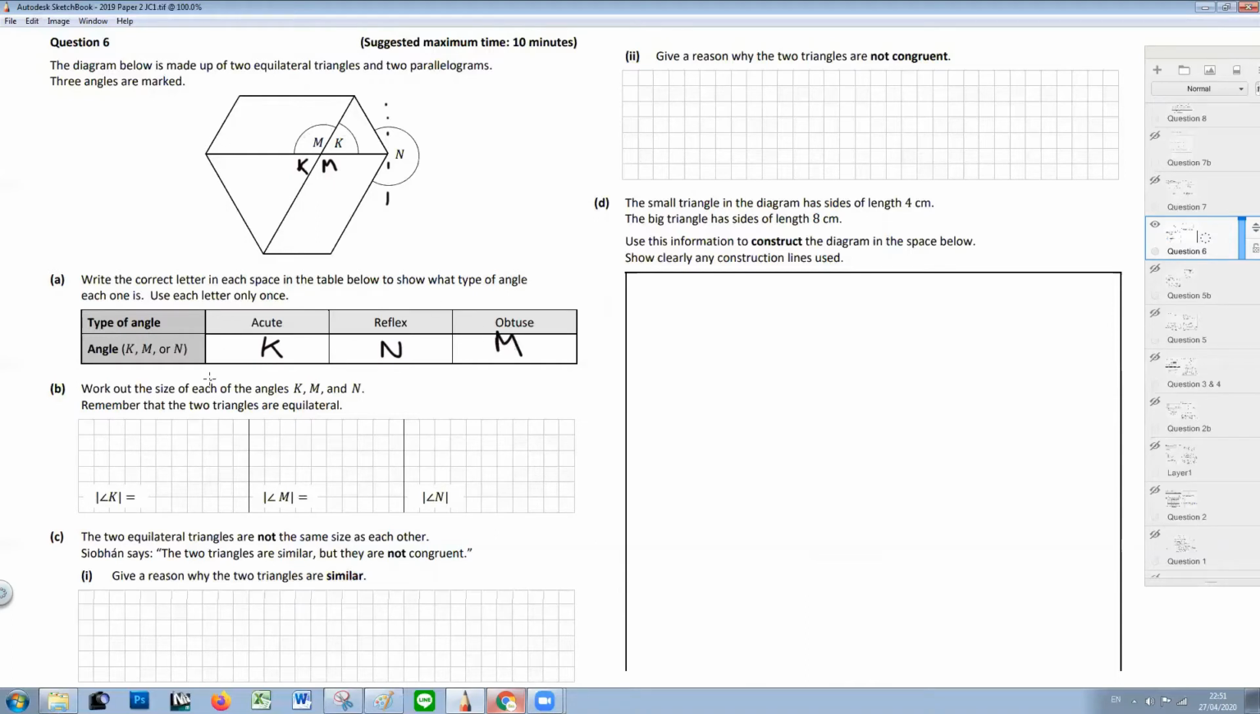Work out the size of each of these angles, K, M, and N. Remember that the 2 triangles are equilateral. So we know that the diagram is made up of 2 equilateral triangles and 2 parallelograms. If these are equilateral triangles, it means all 3 angles are the same. So this angle is the same as this angle, is the same as this angle. I also know that it's made up of 2 equilaterals, so this is the same as this, is the same as this. So these angles are all 60 degrees.